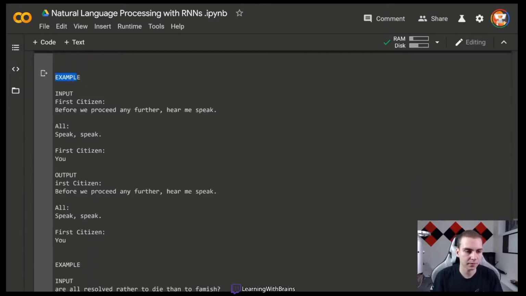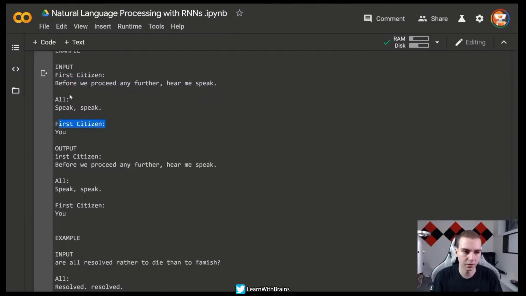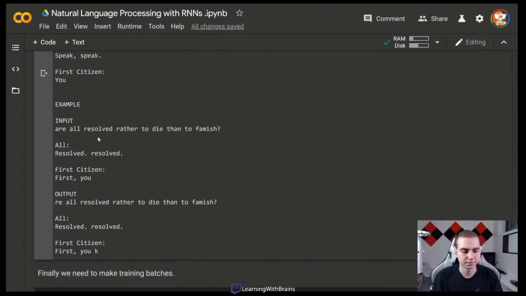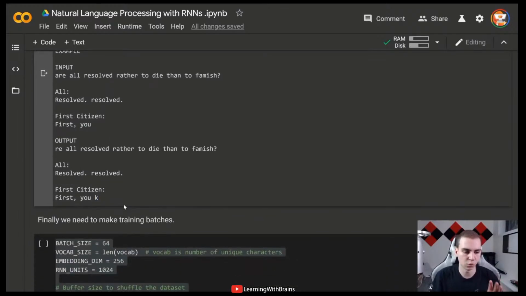So it just says example. The input will be: First Citizen: Before we proceed any further, hear me speak. All: Speak, speak. First Citizen: You. And the output, notice the first character is gone, starts at the next letter, and the last character is actually just a space here, whereas here it didn't have a space. So you can see there's no space here, there is a space there. That's kind of what I'm trying to highlight for you. The next example we get is: are all resolved rather to die than to famine, whatever. It goes to here, right? And then we can see here we omit that A, and the next letter is actually a K, right? That's added in there. So that's how that works.